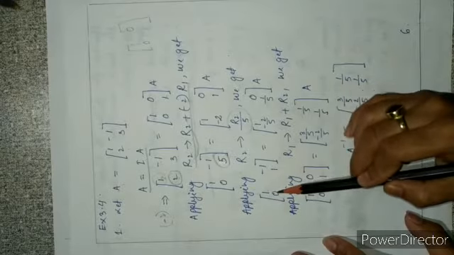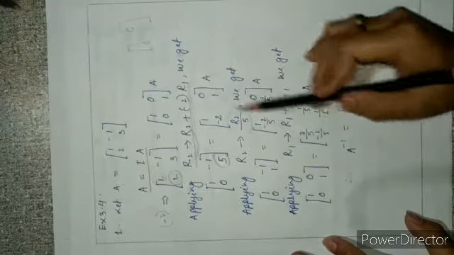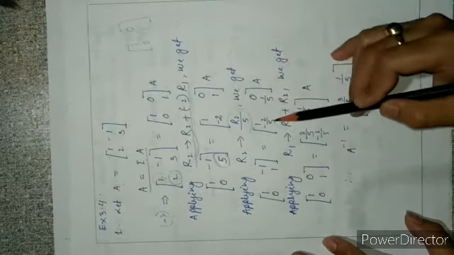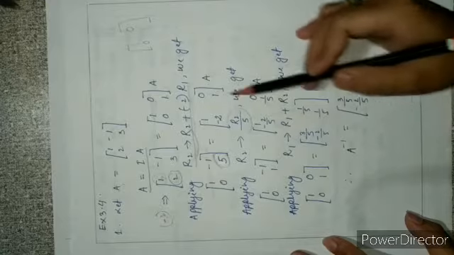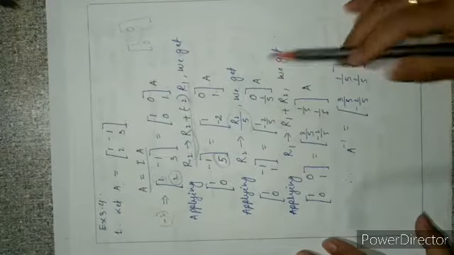0 divided by 5 is equal to 0. 5 divided by 5 is equal to 1. Then -2 by 5 is equal to -2 by 5. 1 by 5, which is equal to 1 by 5, multiplied by matrix A.